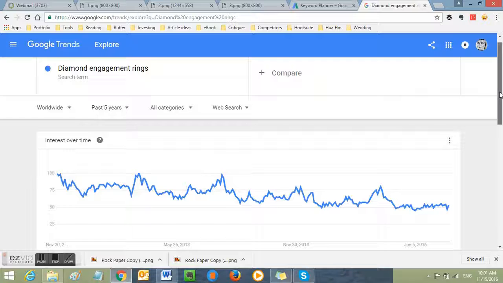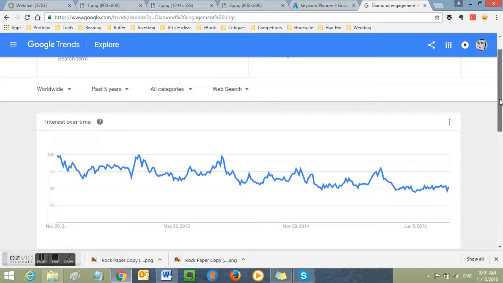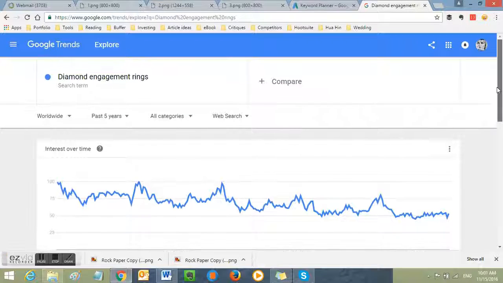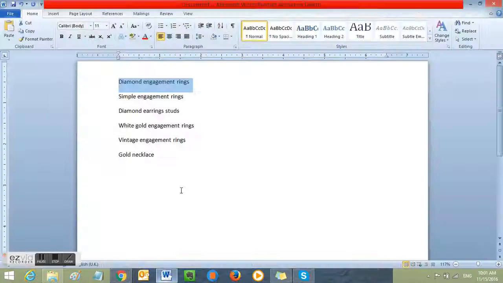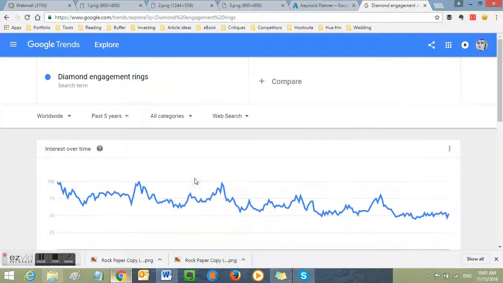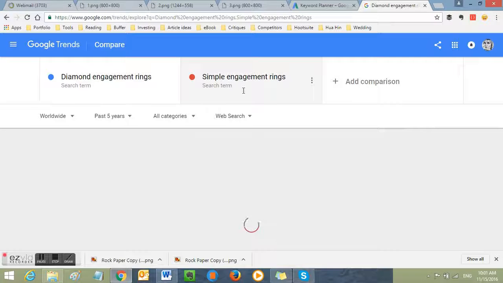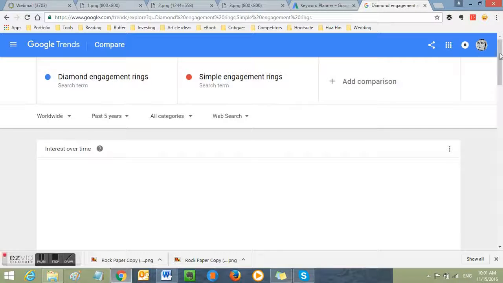And the chart for each different keyword will have a different color. So another search term, simple engagement rings, will be in red. So you can see how it compares to the first term. It's much lower, so it could be of less interest to us or the client. So we are going to swap this one for diamond earrings stats.